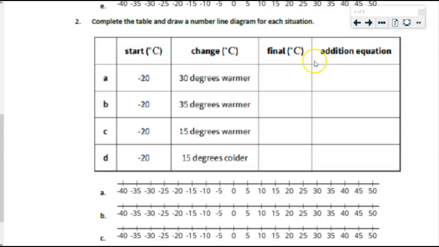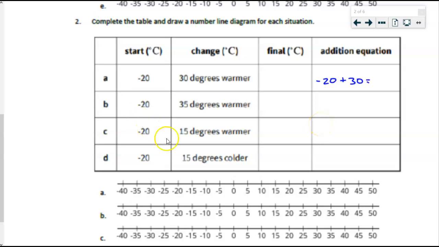Okay, let's check our answers. I'm going to go through these quickly. So -20 is our starting point, so I'm starting at -20. It's getting 30 degrees warmer, so 30 degrees warmer. Positive or negative this time? Yeah, that's going to be a positive. And since I'm writing an addition equation now, it's -20 plus 30. Man, I'm kind of struggling with that.